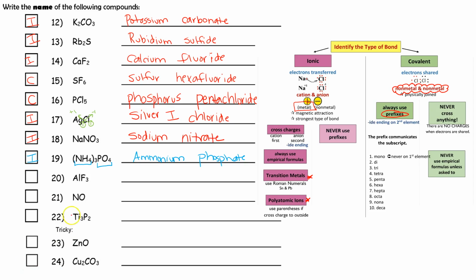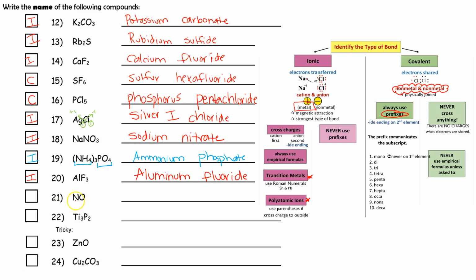Number 20, AlF3. So we need to look at the types of elements that we have here. All right, aluminum is a metal. So one of the things I'm going to do is once I notice it's a metal, it's ionic. For whatever reason, students always think that aluminum is a transition metal. It is not. It is not in the middle section of the periodic table. So please do not use a Roman numeral. It's not a transition metal. Simply going to name the cation, aluminum, name the anion with an -ide suffix, fluoride.